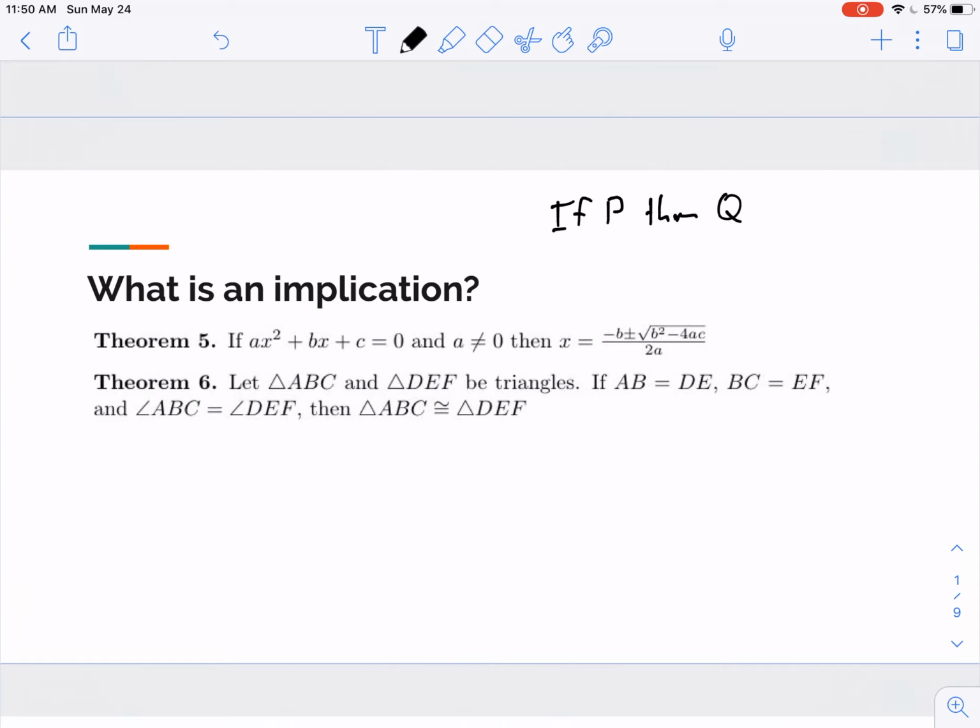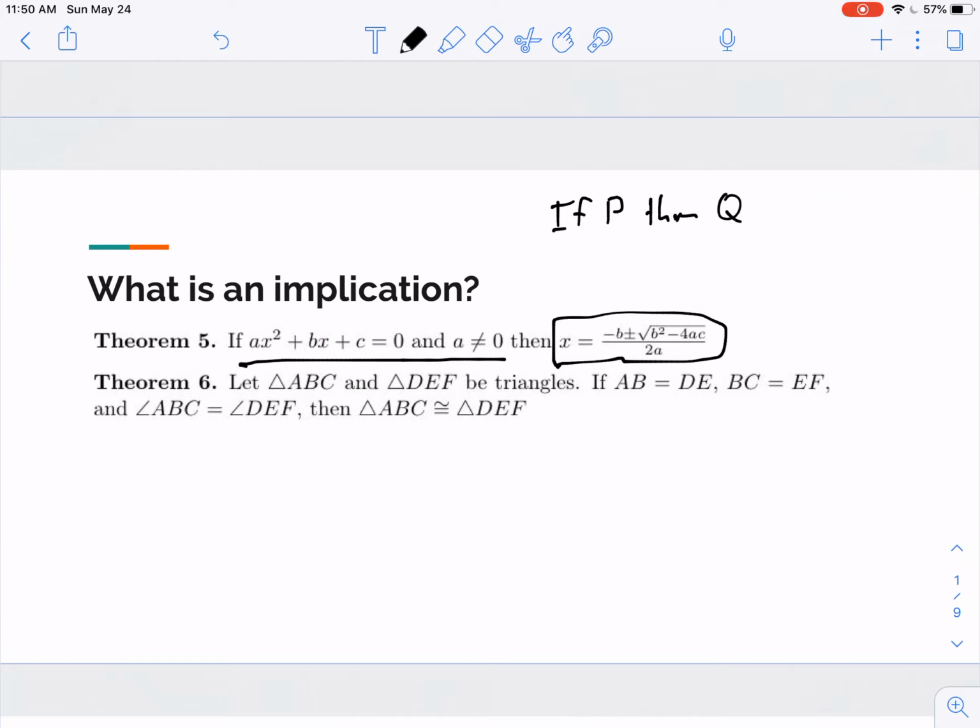The quadratic formula can be written as: if we have some quadratic equation that's equal to 0 and A is not equal to 0, which just means that this is an actual quadratic equation, not some linear equation, then x must be equal to this value here. And if you think back to how you use the quadratic formula, you used it to find the zeros of a quadratic equation, which is exactly what this is saying. It's saying that if you have a quadratic equation that's equal to 0, then x must be of these values. So therefore, you can use those values as the zeros of the equation.